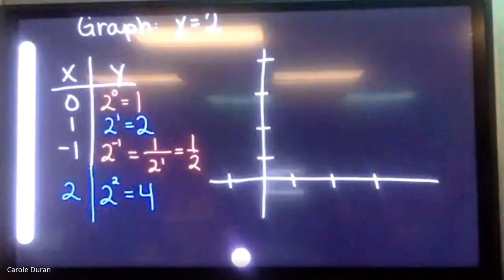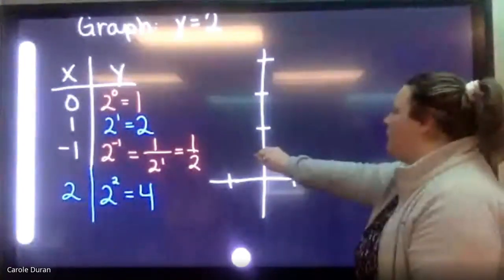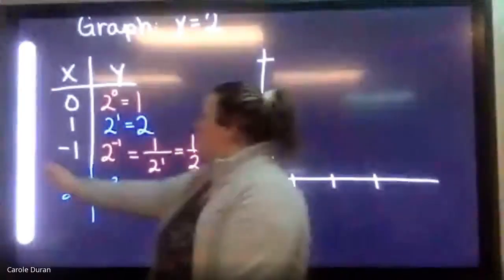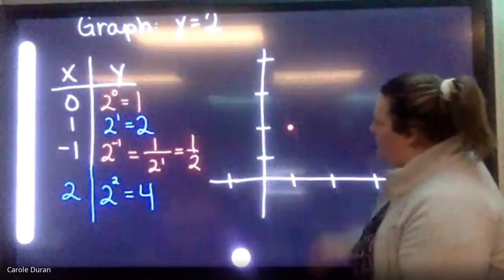The first one I plugged in was 0. When I plugged in 0, I got 1. So my first point is (0, 1), which is on the y-axis. When I plugged in 1, I got 2. So I go to (1, 2), and I put my point.